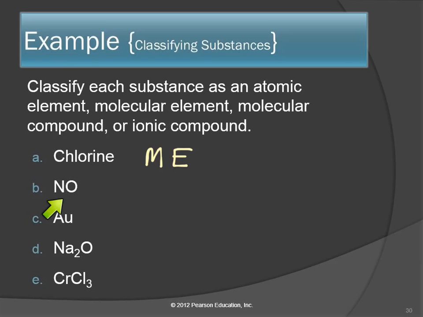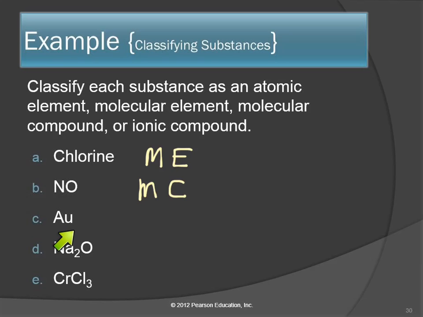And here's NO. It looks like no shouting, right? N-O. Element or compound? Compound, because it's got 2 capital letters, the N and the O. So that makes it a compound. Is it ionic or molecular? It's molecular. If we look on the periodic table and find nitrogen and oxygen, they're both to the right of this stair-step line. 2 nonmetals, they can't form an ionic compound. So that's going to be a molecular compound.